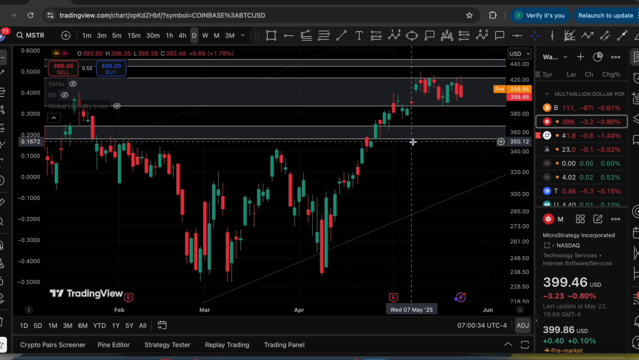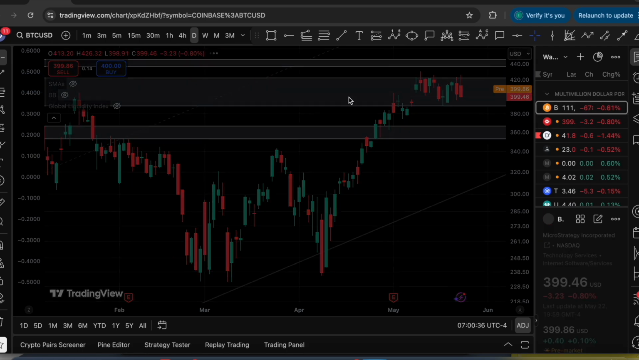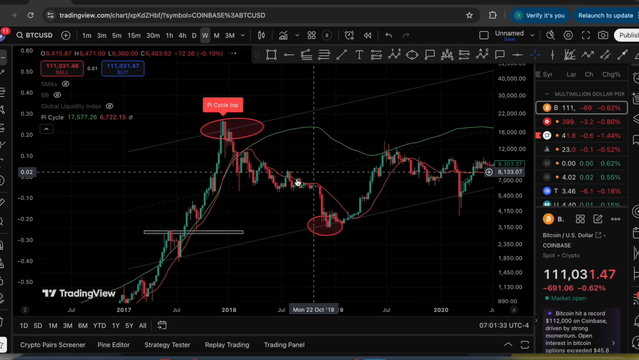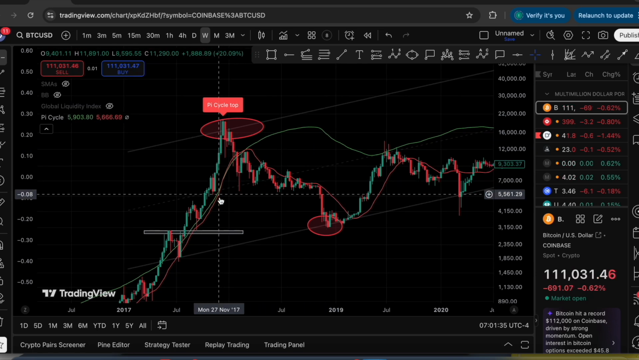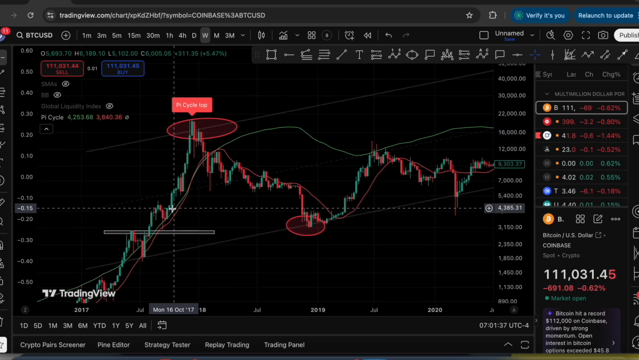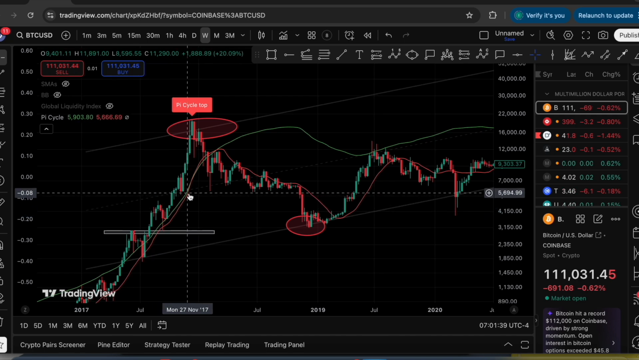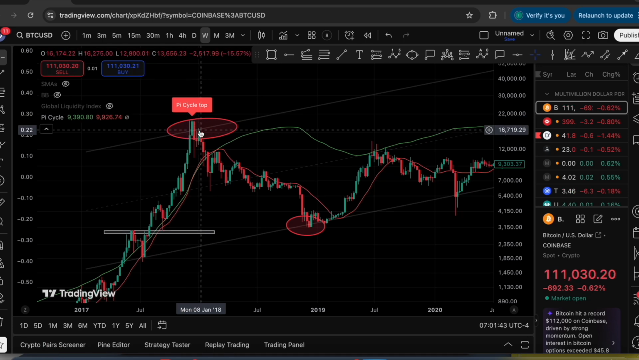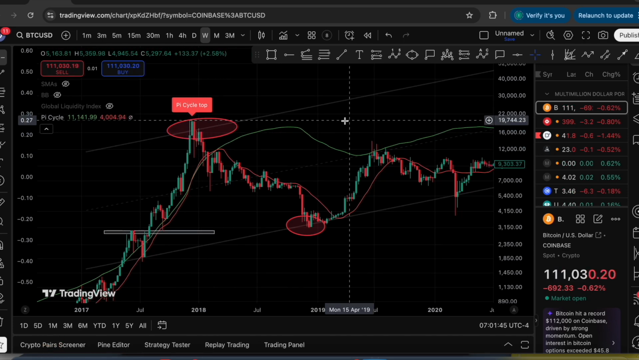So the first one that we're going to be looking at and running through will be the pi cycle top. As you can see, the first time the red was running underneath the green, as the red crossed the green, we got our top. That's where the red circle is. That's the top of the channel.